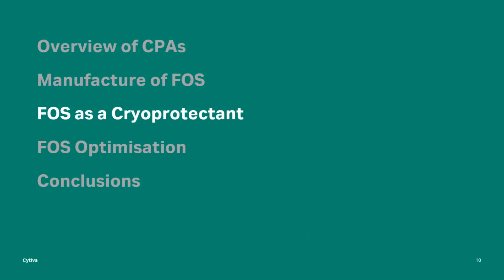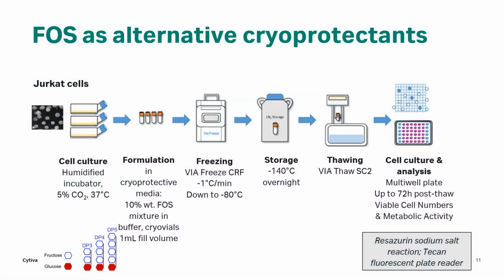So, we've seen how the FOS is produced and the mixture composition can be modulated. Now, how does it work in practice as a cryoprotectant? To answer that, let's move on to the biology. We knew how to develop different mixtures of FOS, but that's only the first part. Now, we had to test them in some cells. Here, we looked at Jurkat cells. These are a suspension cell line, a form of immortalized T cells, which is relevant to a lot of cell therapy research. This slide shows a brief overview of the experimental methods.